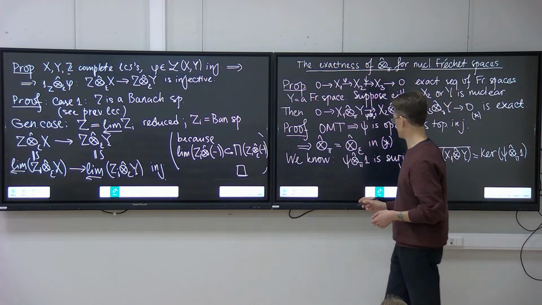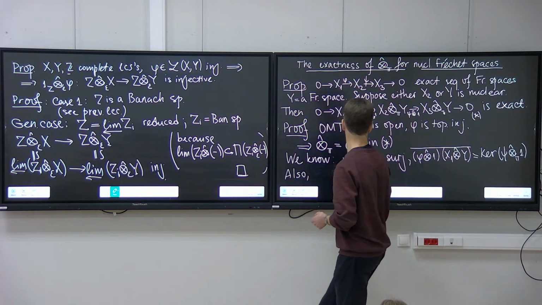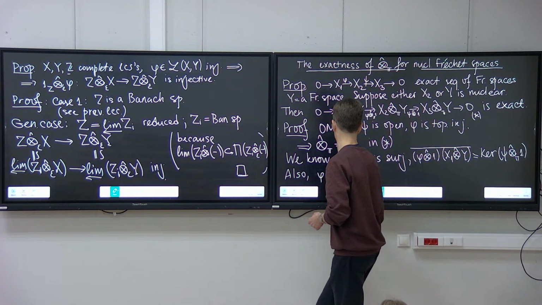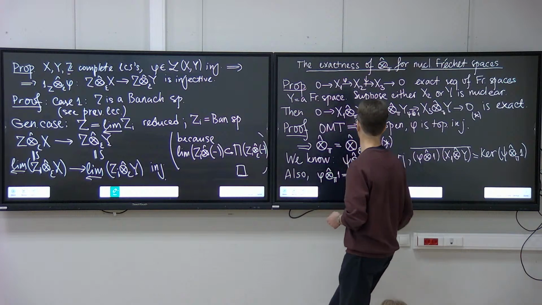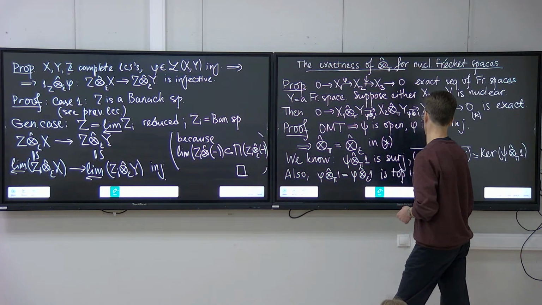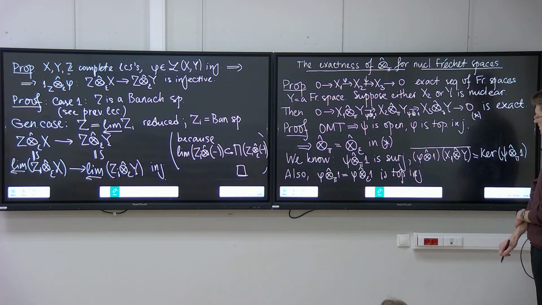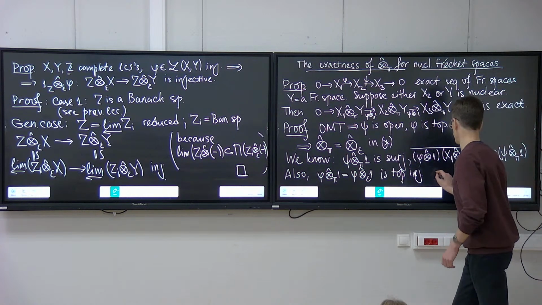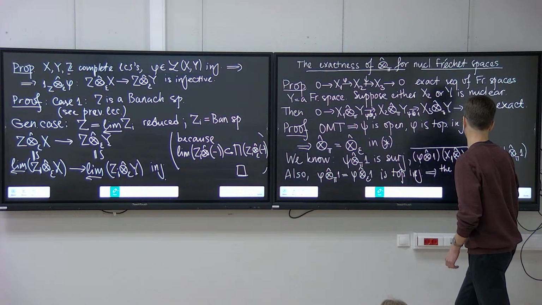But on the other hand, we know that phi tensor 1, so we can replace here the projective tensor product by the injective tensor product. And this map is topologically injective, because the completed injective tensor product preserves topological embeddings. And this already implies the exactness of our sequence in the remaining terms.